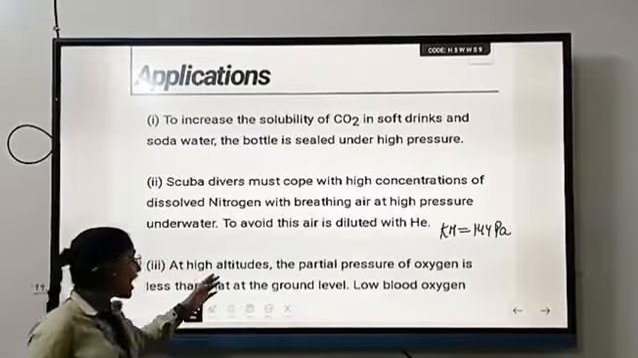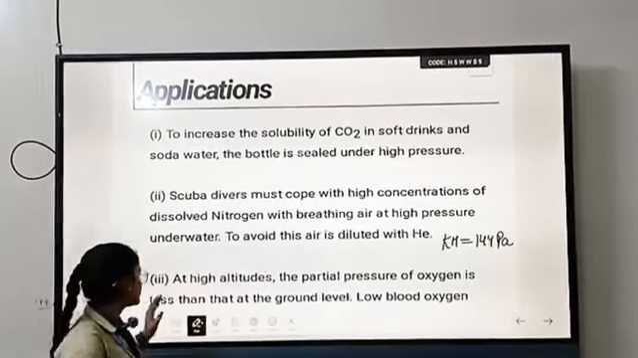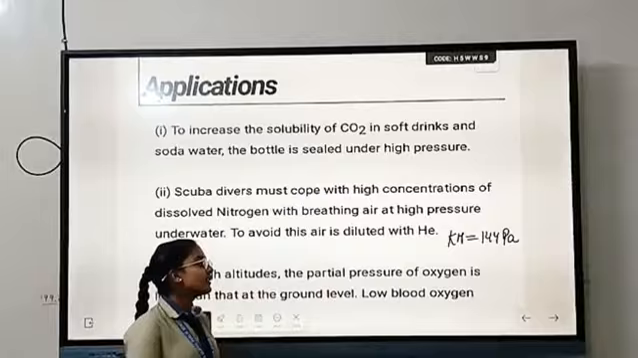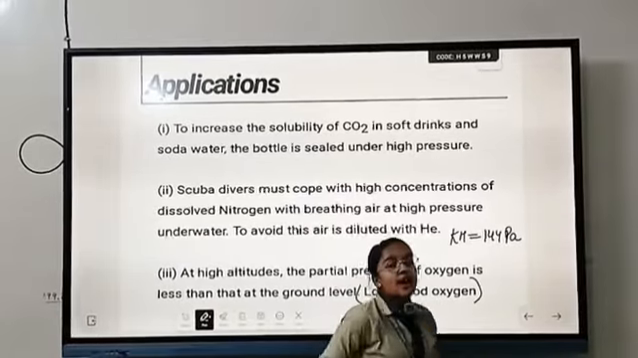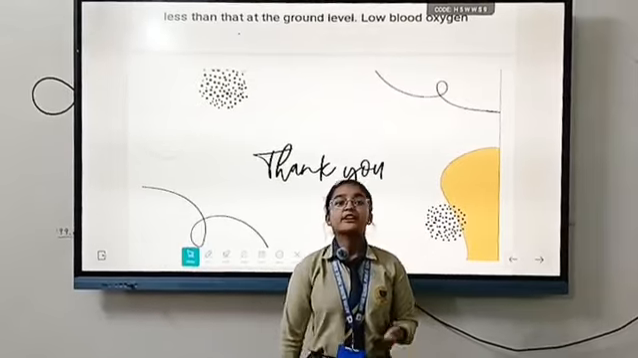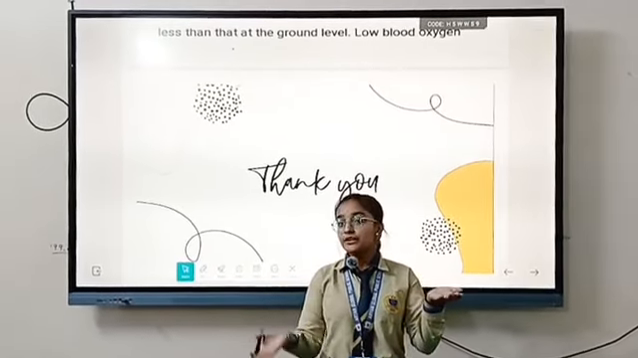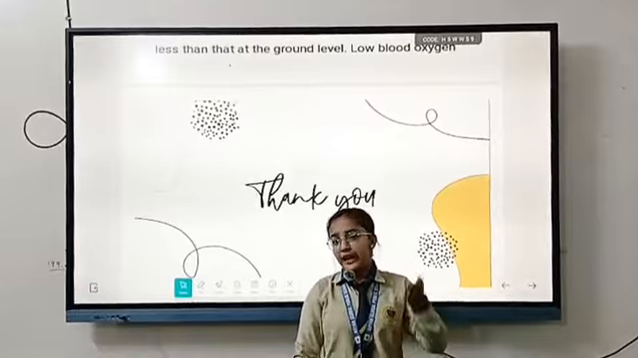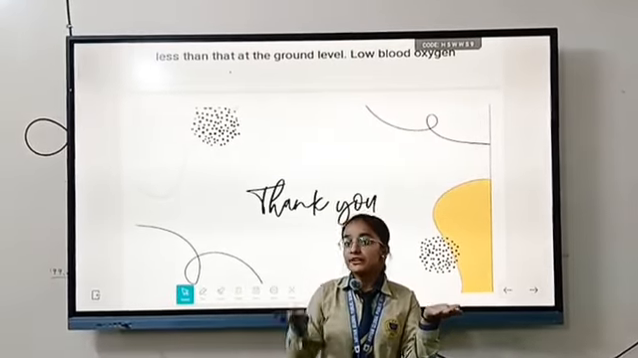The next application is at high altitudes. The partial pressure of oxygen is less than that at ground level, which results in low blood oxygen. Henry's law is also applicable in food packaging. So remember, if pressure increases, the solubility will increase. But if temperature increases, then the solubility will decrease.